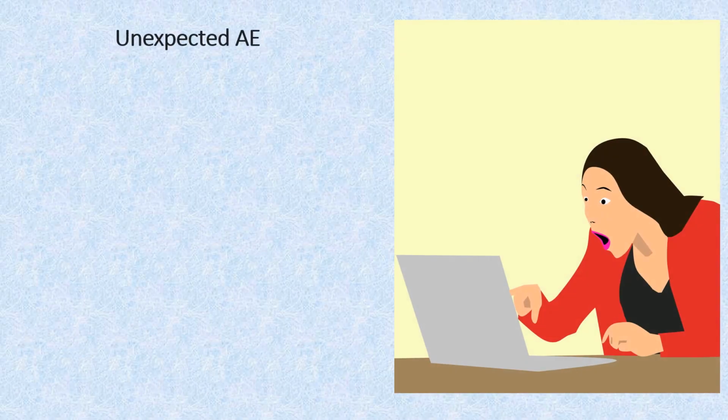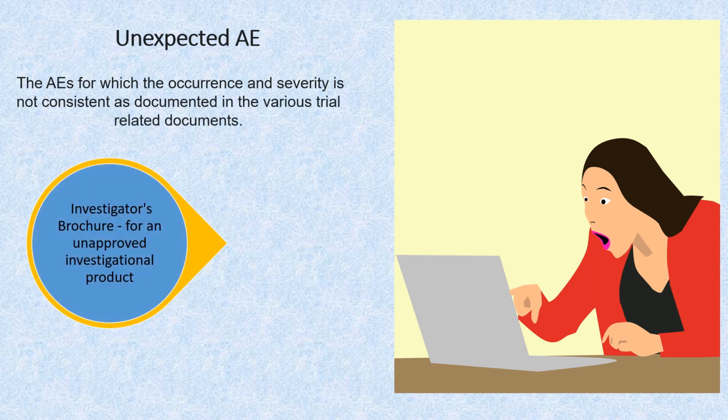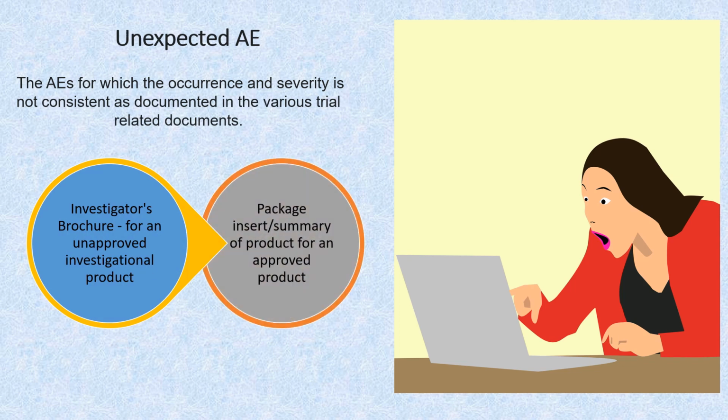Unexpected adverse event. These are adverse events for which the occurrence and severity is not consistent with what is documented in various trial-related documents, such as the investigator's brochure for an unapproved investigational product and the package insert or summary of product characteristics for an approved product. In simple terms, the adverse event, whether serious or not, is not listed in the investigator brochure.